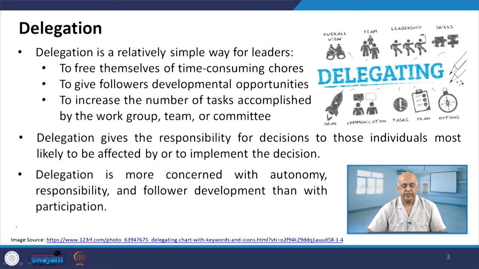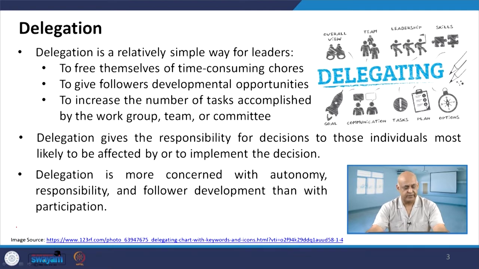So, delegation is a relatively simple way for leaders to free themselves of time consuming tasks, to give followers developmental opportunities, and to increase the number of tasks accomplished by the work group, team or committee. Whenever we talk about delegation, it is about what a leader gains out of it. The leader gains time, because a certain task which can be performed by the subordinates, if he delegates it, then he is free to do the next level jobs.